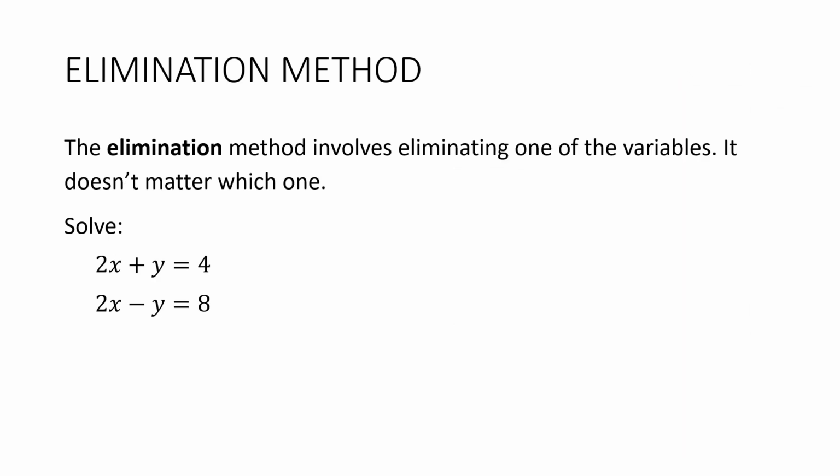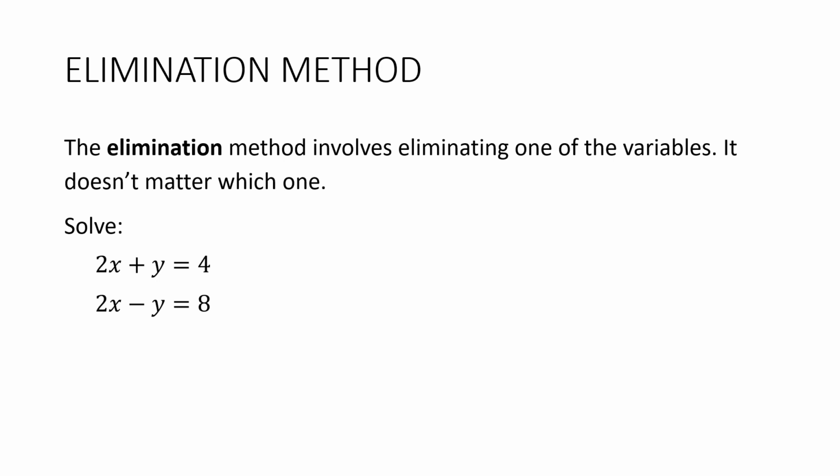Okay, so let's revise the elimination method. Now, as I said, this is perfect for linear relationships, but no good at all for non-linear relationships. The elimination method involves eliminating one of the variables, and it doesn't matter which one. So let's have a go at solving 2x plus y is equal to 4, 2x minus y equals 8. Now, because these coefficients match, we could subtract this equation from this one, and that would eliminate the x's. But the size of the coefficient for y also matches, and we have different signs, so we could add these two equations together and eliminate the y.